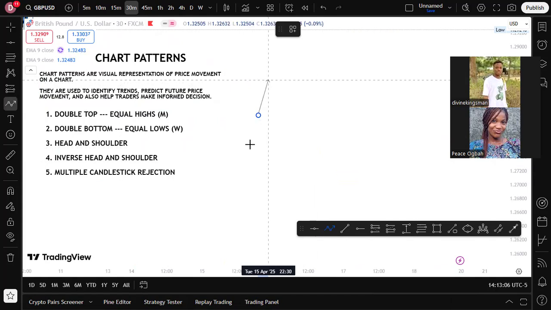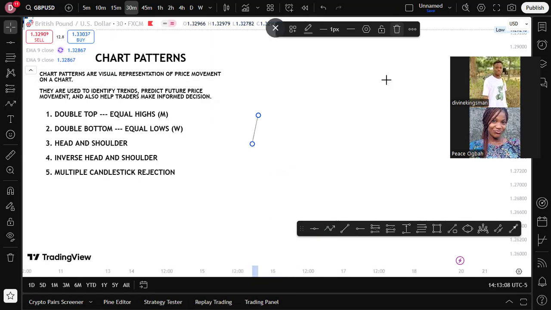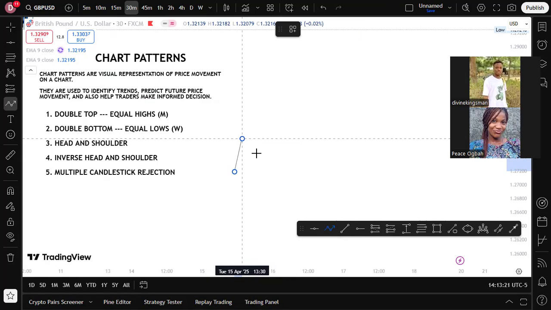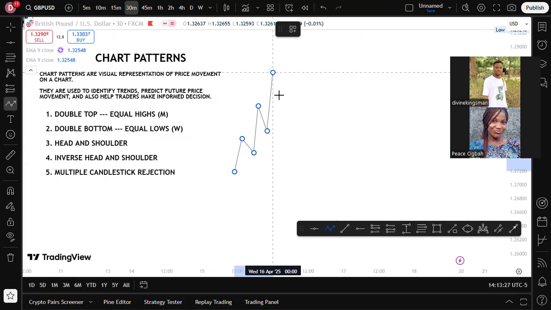It just gives you this pattern of a reversal. So it's a reversal pattern. Whenever you see this on the chart, it means that a reversal is about to happen in the market. So let's say we're going up in price for the double top. We're going up in price, and then this happened.